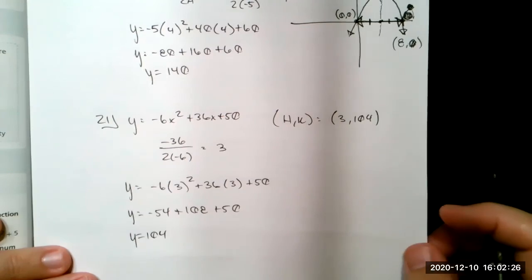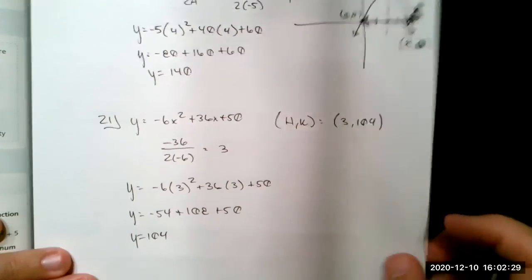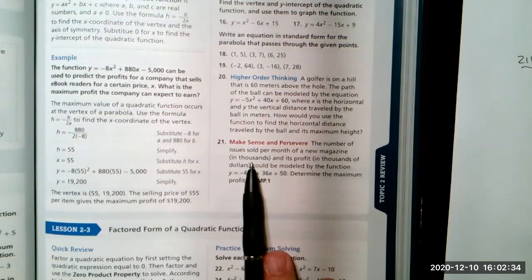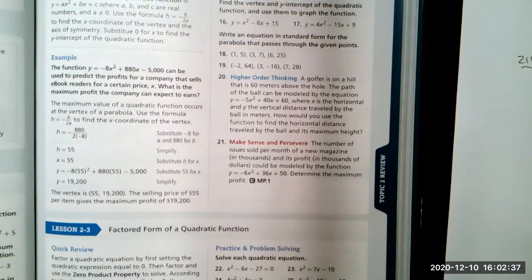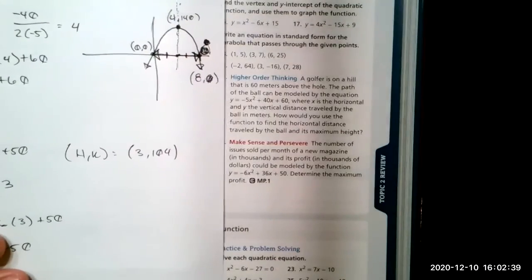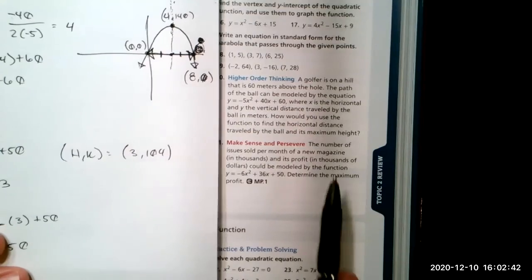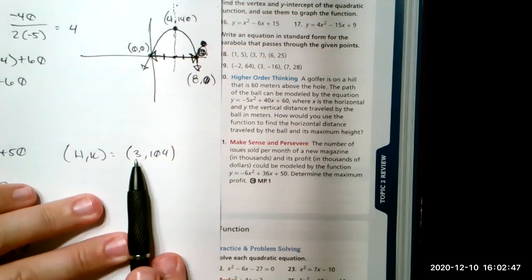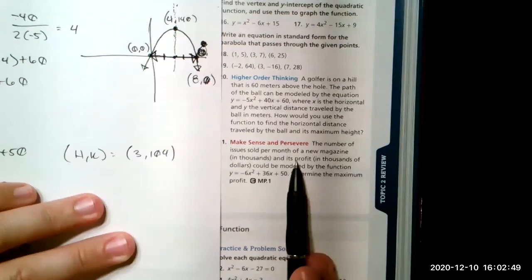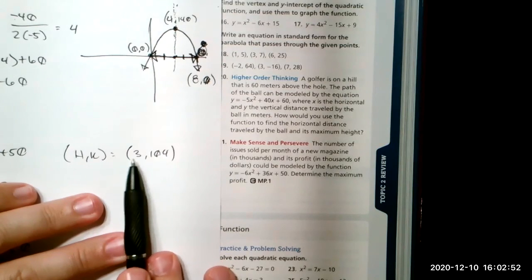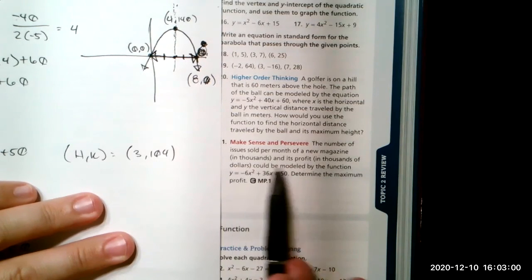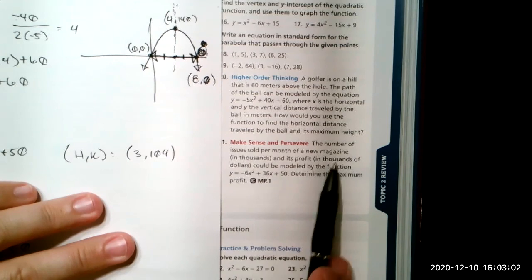So in terms of the context of the problem, 3 comma 104 is basically saying the number of issues sold per month in thousands. The answer, I can put it right there, is 3 comma 104. So if it's in thousands, they're saying after you sold 3,000 magazines, the profit is going to be in thousands. So after I sold 3,000 magazines, I'm going to profit $104,000. So those units are super important. Make sure you're paying attention to those units. So it's talking about in thousands.